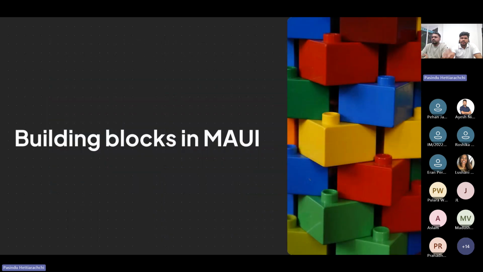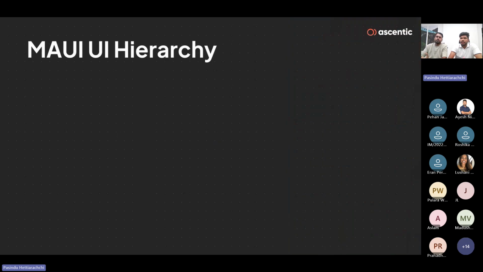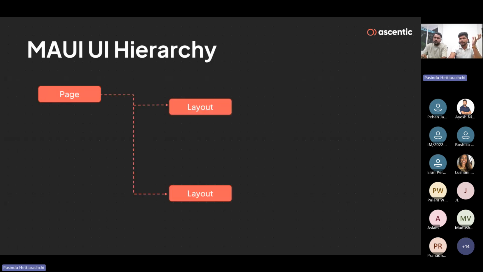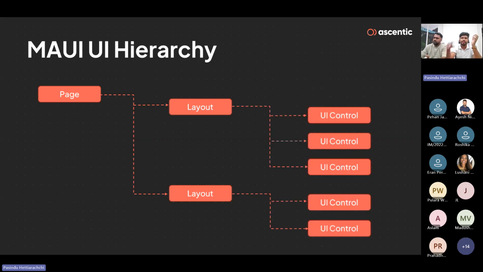Let's see some building blocks in MAUI. We have the MAUI UI hierarchy. An application can consist of multiple pages, and inside a specific page, you can have multiple layouts. The layouts can also have multiple UI controls. We'll talk about each one of them.